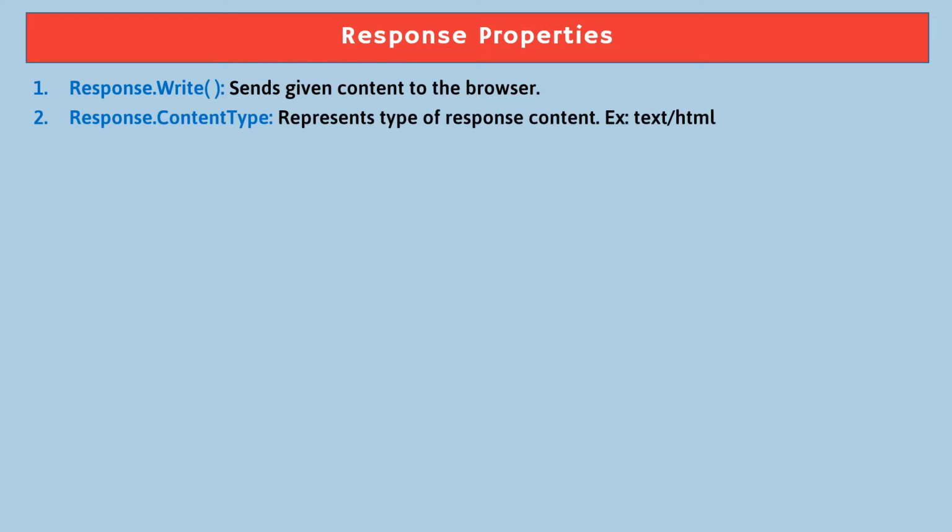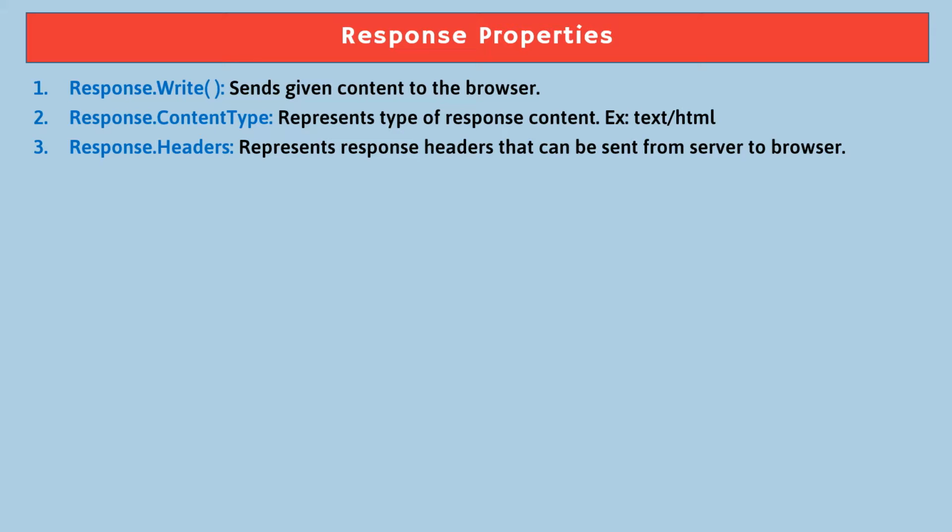The Response.ContentType property represents the type of content that you are sending from server to browser. For example, if you are sending plain text, it will be text/plain. If you are sending some HTML content, it will be text/html, and so on. The Response.Headers property represents the response headers that can be sent from server to browser. I have explained about the response headers in the video called Introduction to HTTP.